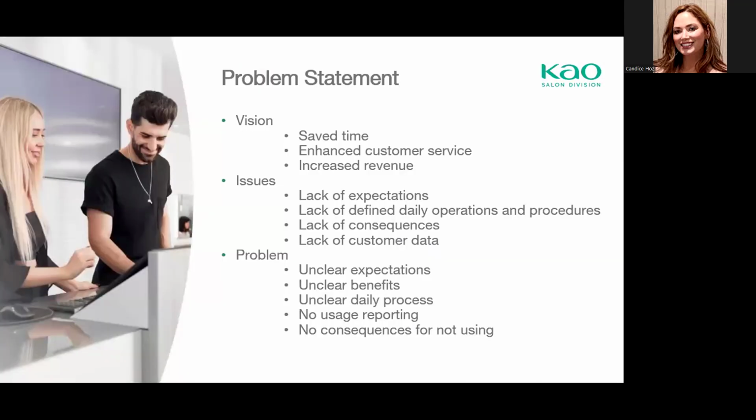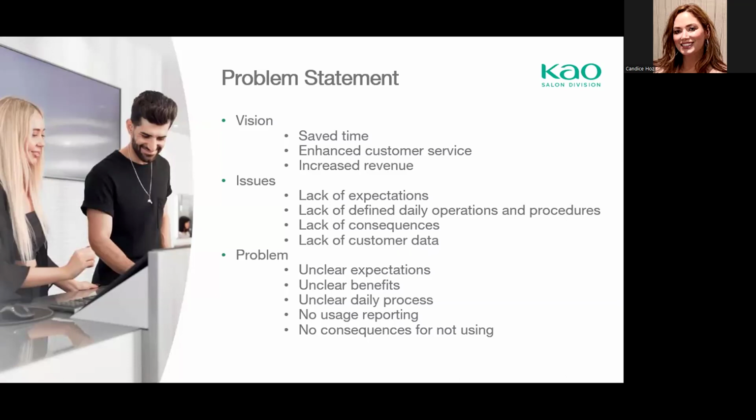First, let's talk about the problem that we've identified. We know that sales automation, management, and monitoring can be optimized for efficiency if Salesforce is fully adopted and correctly used by the field sales team. And that would result in saved time, enhanced customer service, and increased revenue.